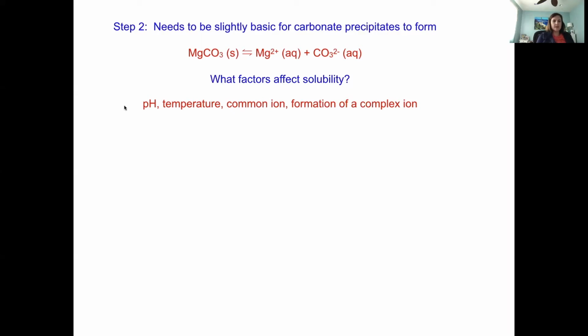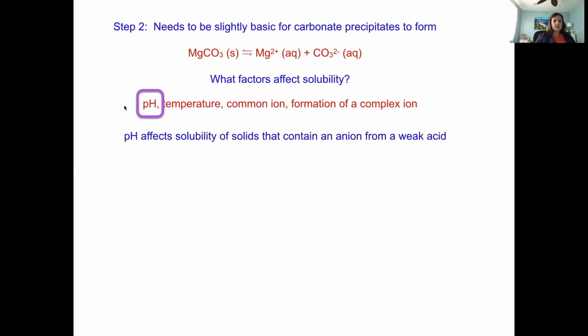So what I'm talking about here in step 2 is we need to make this slightly basic for a carbonate precipitate to form. Okay, so which effect are we talking about here? Well, we are talking about pH, right? So we're talking about pH affecting the solubility of this magnesium carbonate or whatever ionic solid we're talking about. Okay, well, how is it affected? pH affects the solubility of solids that contain an anion from a weak acid. Again, this is review from Unit 2.